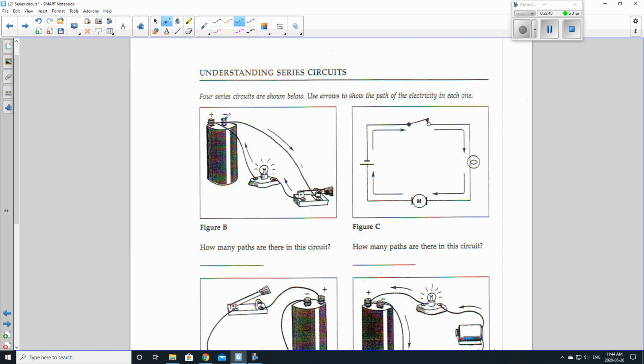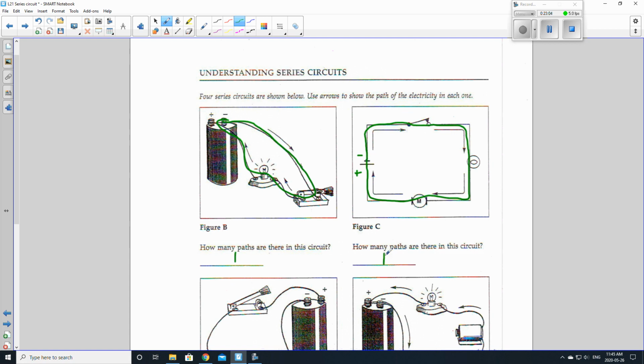It comes out of the negative, goes through here, goes through the switch, returns through the positive. There's one path. Okay, let's take a look over here. These are using symbols, okay? But that's okay. This is the negative. This is the positive. So I know that the electricity is coming out of the negative. It's going through this closed switch. It's going through this light bulb. It's going through this motor. It's returning right here. Notice that there's only one loop.